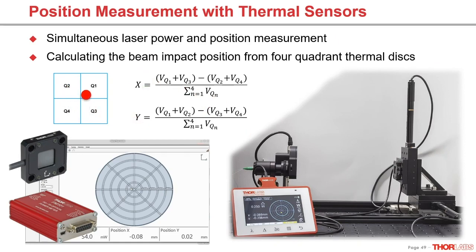The result is reproducible so that a relative accuracy of down to 10 microns can be achieved. Also, the speed of the sensor is sufficient for automated setups. The main application here is the alignment of infrared laser beams. One of our power and position sensors fits within the 30mm cage system and can be used from approximately 10 milliwatt laser power.